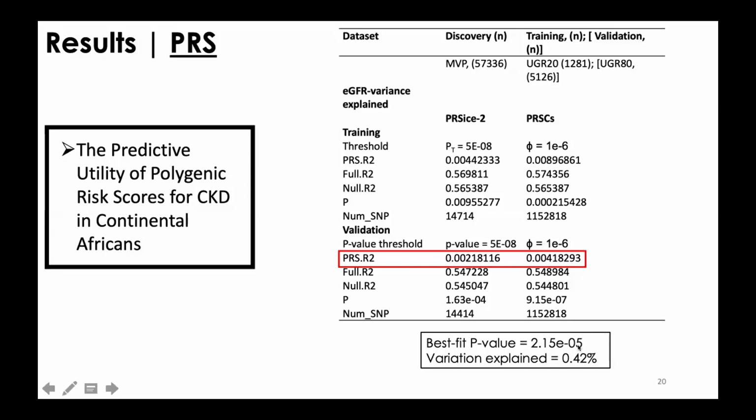So what does that mean? It means that as fancy as the genetics looks, it is still explaining very little of the differences we are seeing in kidney function based on eGFR. It's just 0.42%. So that means there are so many other things that we didn't cater for in this analysis.